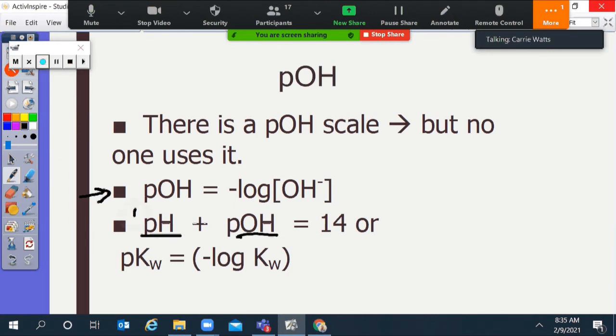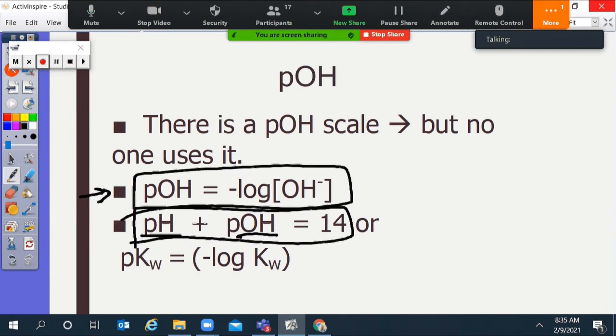Or you can write it as the pKw is the negative log of Kw. So the pKw is the negative log of Kw. And we'll be practicing using these formulas in the next couple examples.